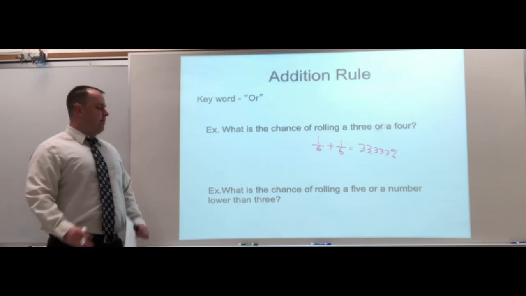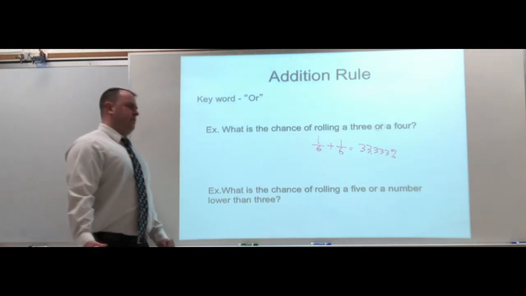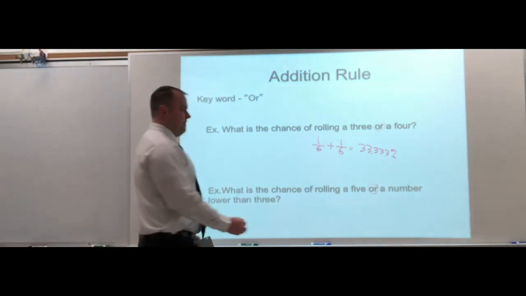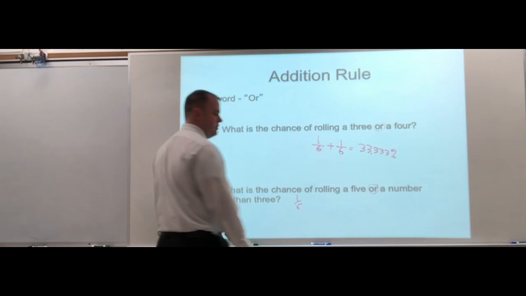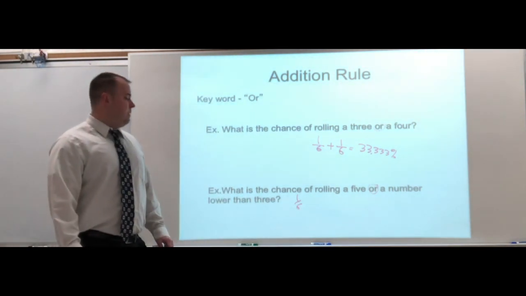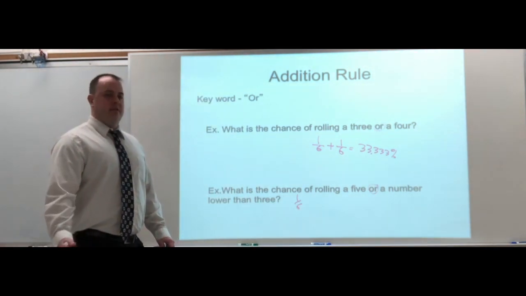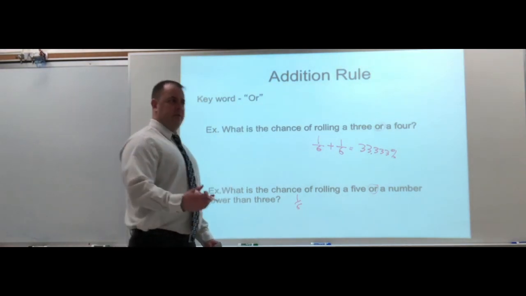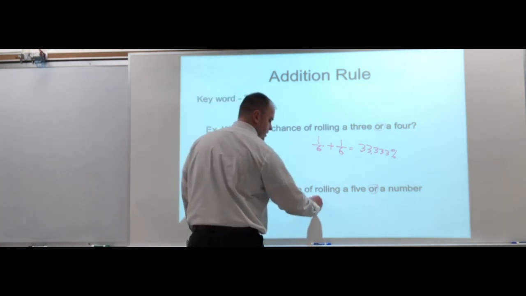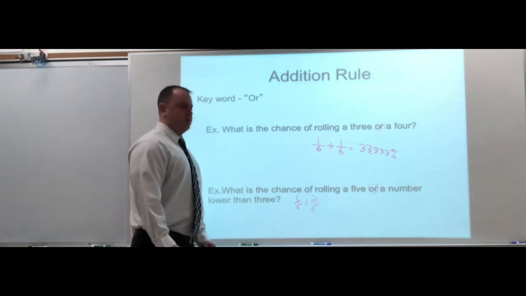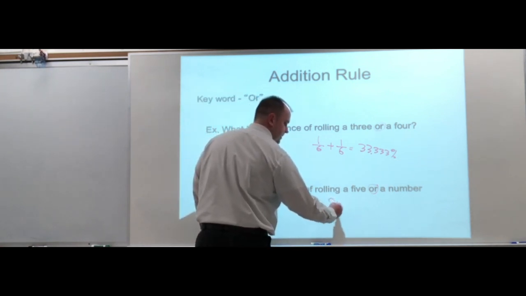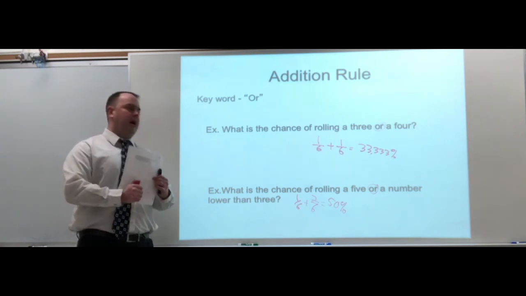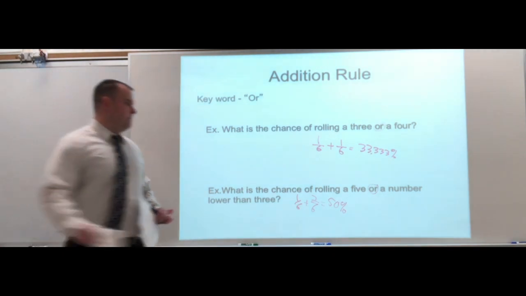What's the chance of rolling a 5 or a number lower than 3? Again, the key word is "or," so we know we're going to be adding. Just think about what the situations are. Rolling a 5 is 1 out of 6. There's 1 five on the 6-sided die, and a number lower than 3. That's either a 1 or a 2. So just think about it. Number lower than 3. 3 is not lower than itself, so it's just 1 and 2. That's 2 out of 6, which gives us 50%. So think about the keywords and what each situation is.